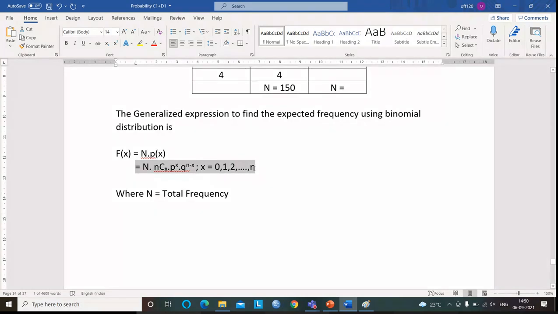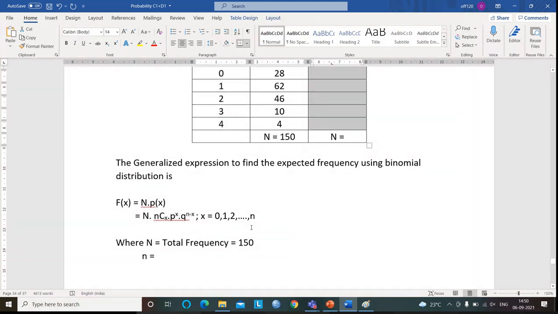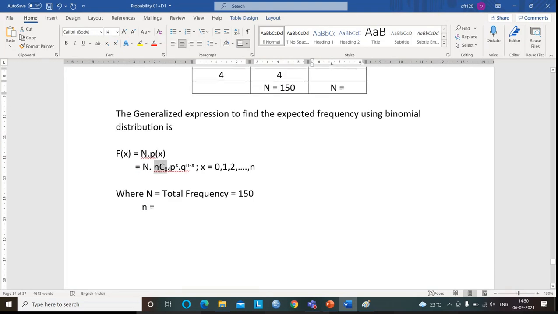Let me substitute this. Now here the total frequency is how much? It is 150. Next, what are the other values I need to find in this formula? That is small n. In this formula, I need to substitute all the values, so that if I substitute x equal to 0, 1, 2, 3, 4, I will get the new expected frequencies. For that, first of all, I'll substitute all these values in the formula.